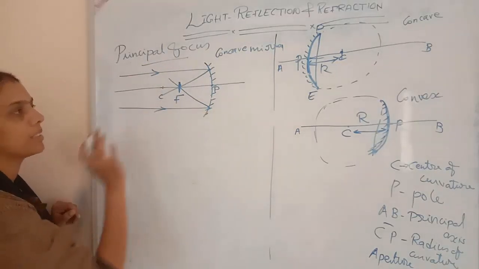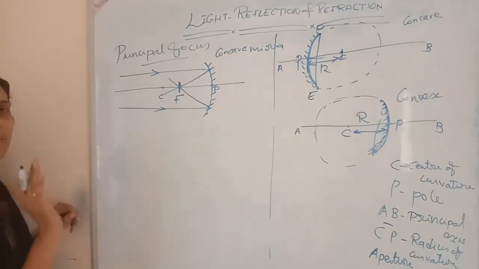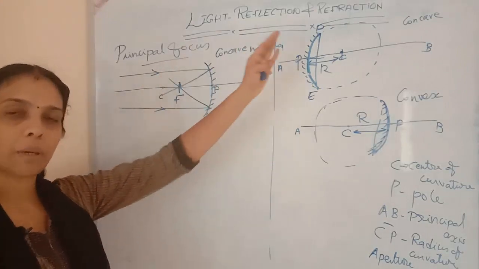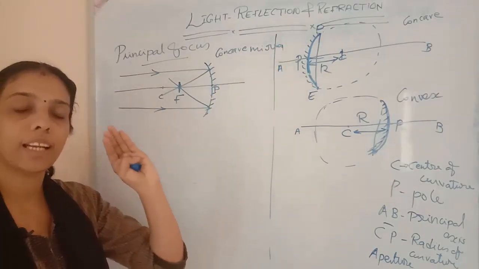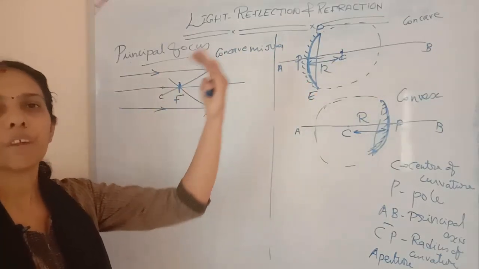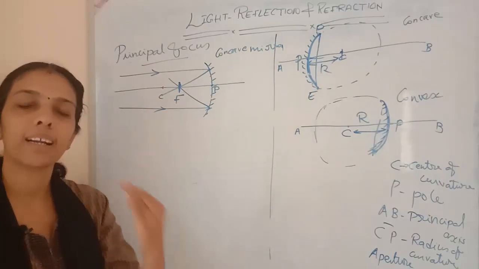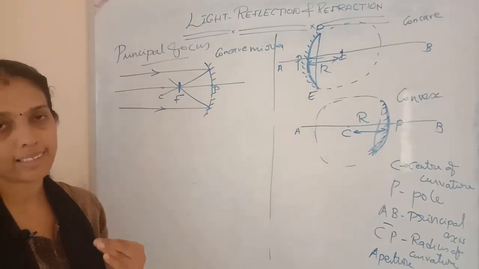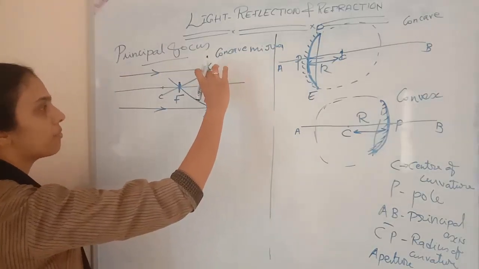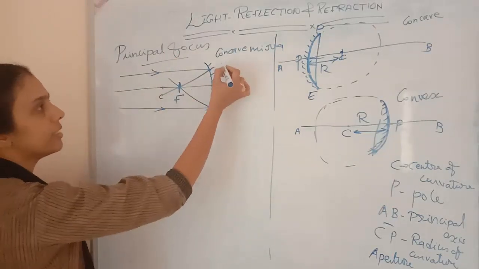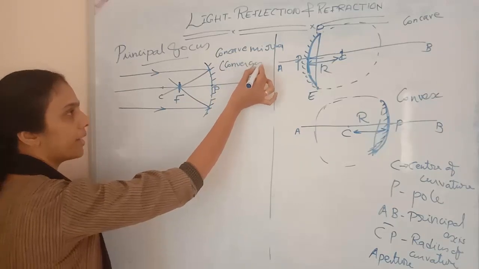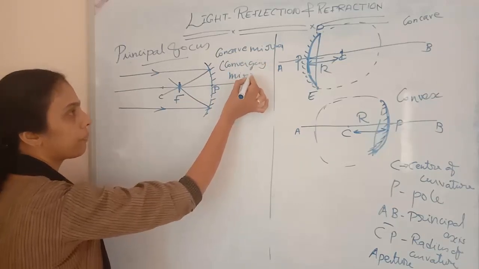The rays which are passing parallel to the principal axis after reflection. Parallel rays means, why is it parallel? Because it is coming from a very far distance. That is, the rays are considered to be incident from infinity. If the rays are coming from infinity, we will consider them as parallel rays. So the rays which are coming parallel to the principal axis after reflection will converge to a point. Since they converge to a point, these mirrors are otherwise called converging mirrors.